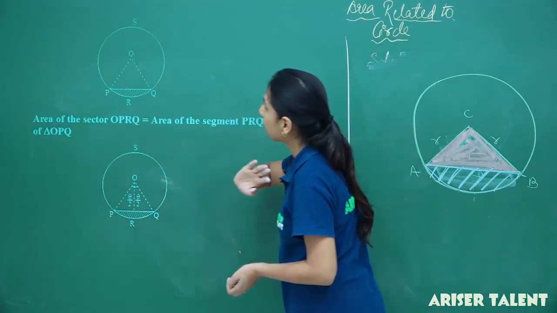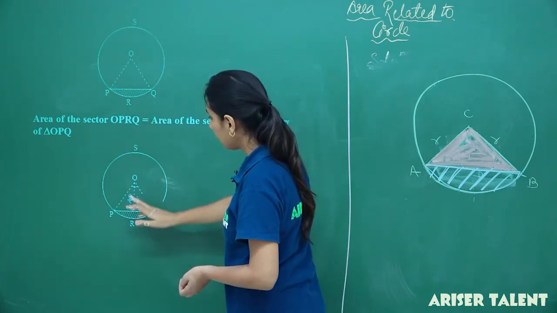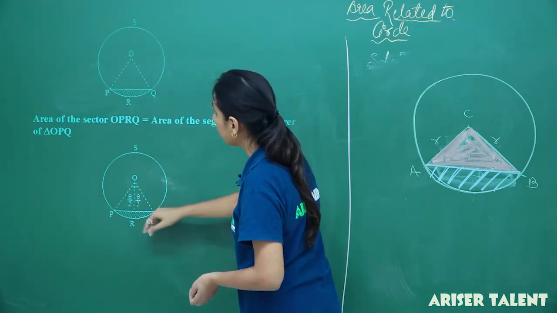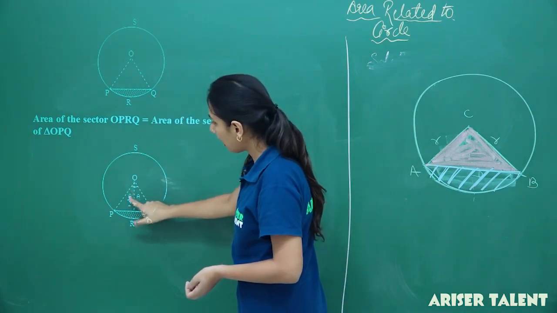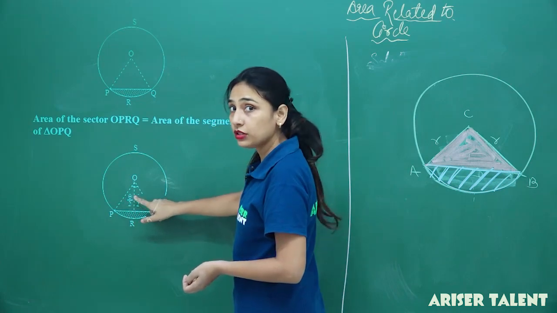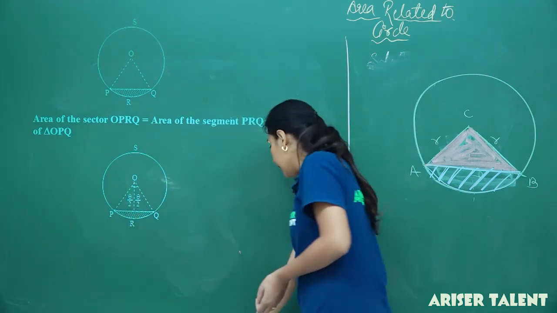If I am taking these points, this is O, P, Q, R and S somewhere here, and this is O, P, Q, R something here. So what he just told you is that we are having this angle theta by 2, and these two are equal. Now how do you find the area?